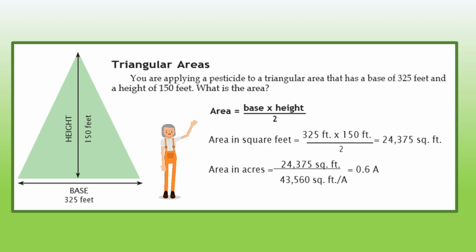Just like we did on the rectangle, we need to figure out our area in square feet first. We're going to take that base, the 325 feet, times the height, 150 feet, for a total of 24,375 square feet. Again, trying to figure out the area in acres, we're going to take our 24,375 square feet, we're going to divide it by the total square footage of an acre, 43,560 square feet. Our total is going to be 0.6 acres, or 6/10 of 1 acre.